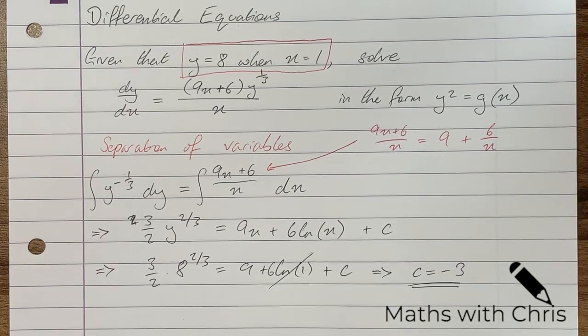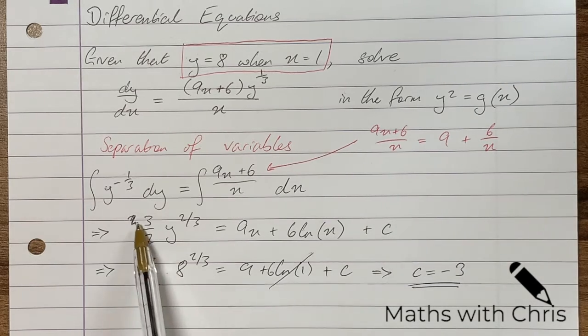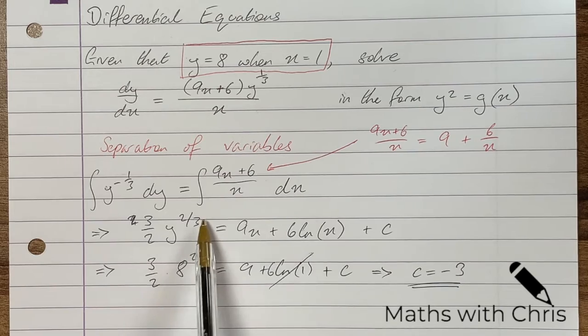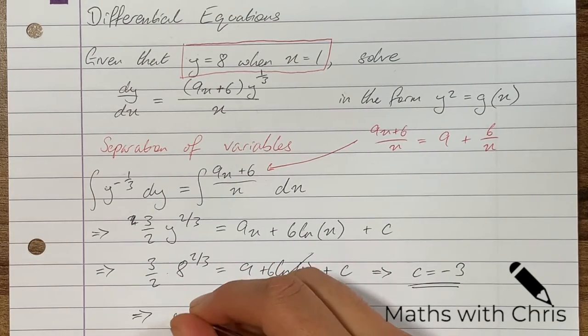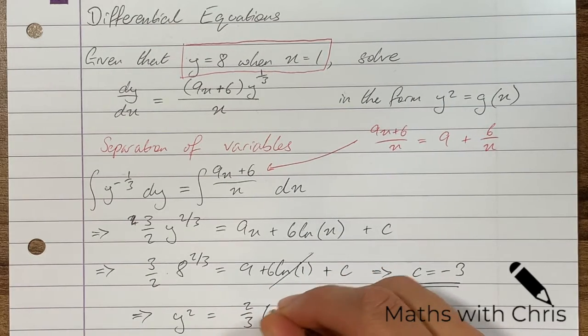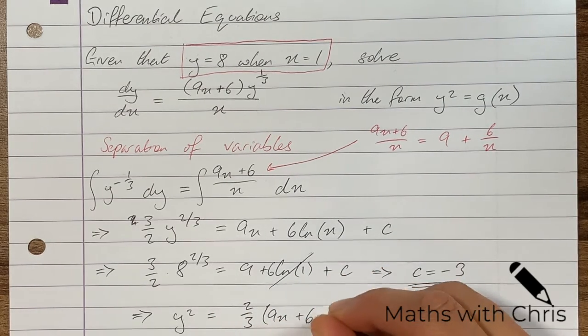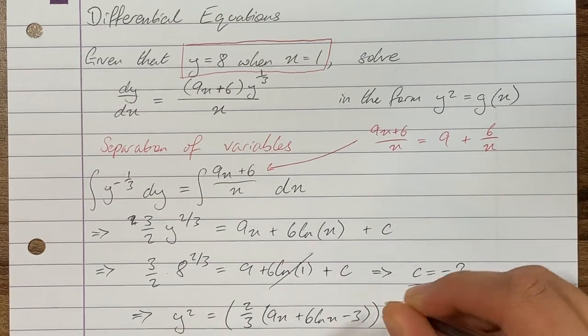So now we can go back to our original equation, and sub in the value of minus 3. We want to have the solution in the form y squared equals some function of x. So we're going to multiply through by 2/3 to get rid of this, and then we're going to cube both sides to get rid of the third power. So that means that y squared is equal to 2/3 (9x plus 6 ln x minus 3) all cubed.